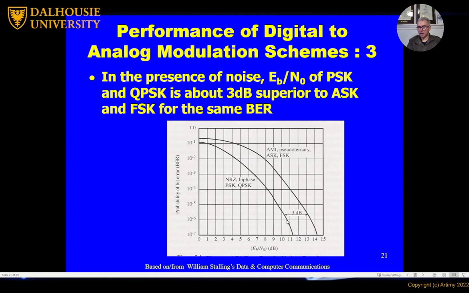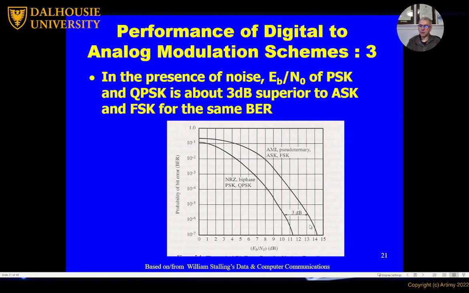if I pick this point here, right, and the energy that I need to have 10 to the power of minus 6 probability is 10.8, right? But the energy that I need to have the same probability goes up 3 dB, which means that I need more energy if I want to use amplitude shift keying or frequency shift keying. Right? This means that phase shift keying, for the same probability of error, needs less energy.